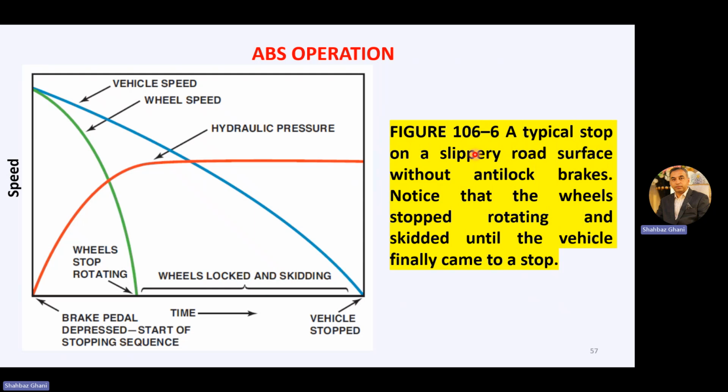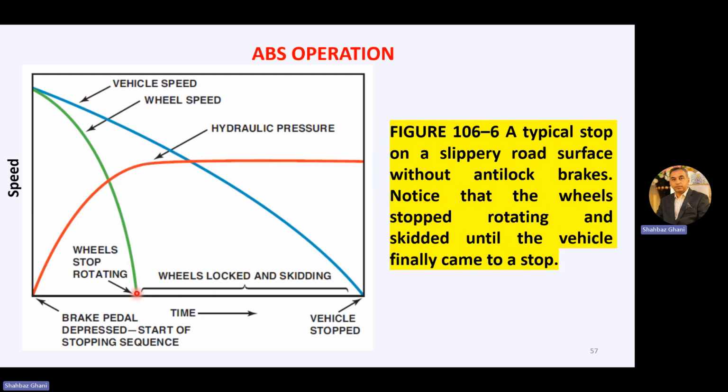Now, a typical stop on a slippery road surface without anti-lock brakes: notice that the wheel stops rotating and skids until the vehicle finally stops. On the x-axis we have time, on the y-axis we have speed. Blue shows the vehicle speed, green is the wheel speed. Now we are applying the brakes, or hydraulic pressure, here. Speed is this much. Here, the wheel stops rotating.